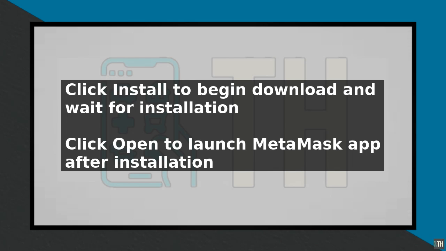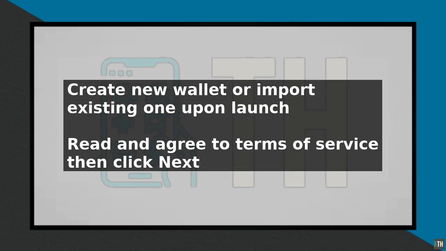Read and agree to the terms of service. Then click Next. You will be asked to create a password for your wallet. Choose a strong and unique password, and confirm it by re-entering it in the next field. Click Next to proceed. MetaMask will then generate a seed phrase, which is a list of words used to recover your wallet in case you lose access to it.